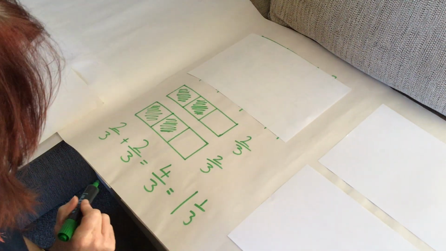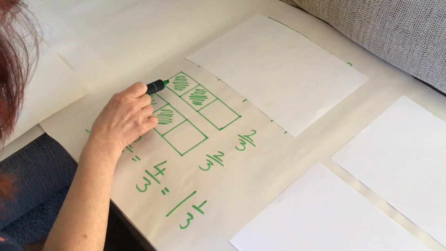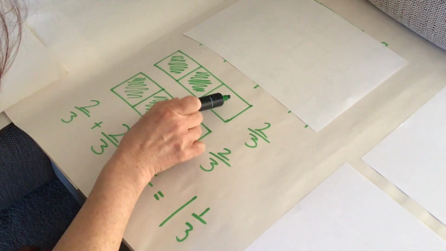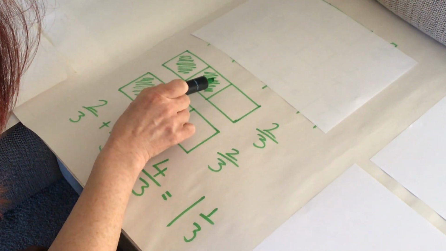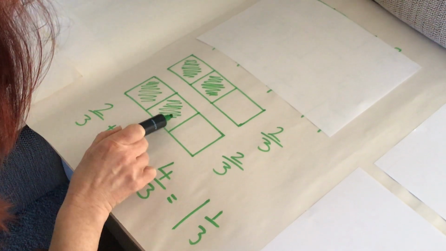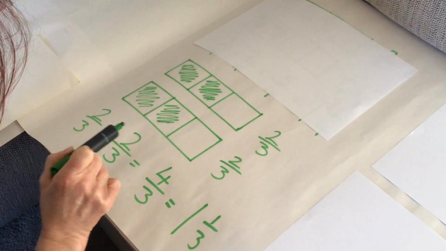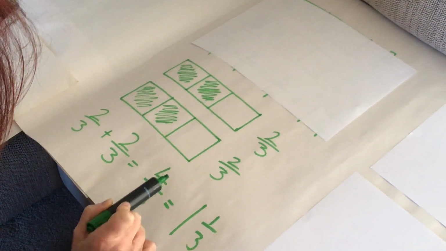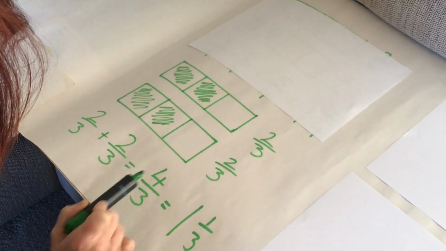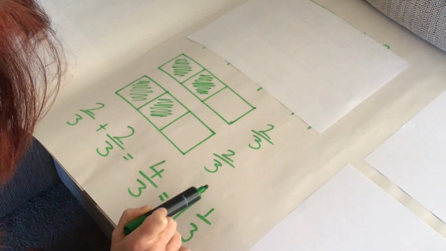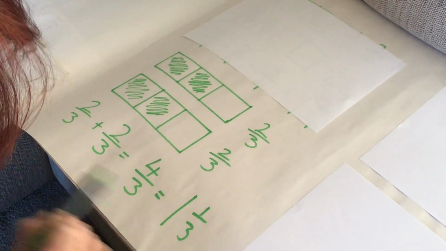Here's another one. What have we got here in our picture? We've got 2/3, because it's in 3 parts, remember? 2/3 and another 2/3 underneath. So our calculation says 2/3 added to 2/3 equals 4/3. 4/3 is the same as 1 and 1/3.